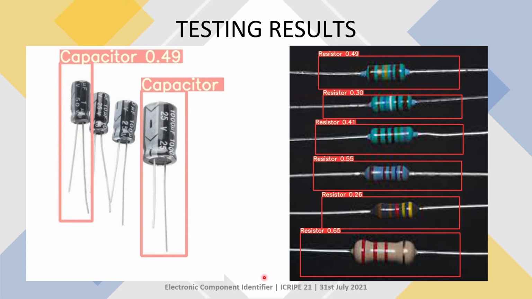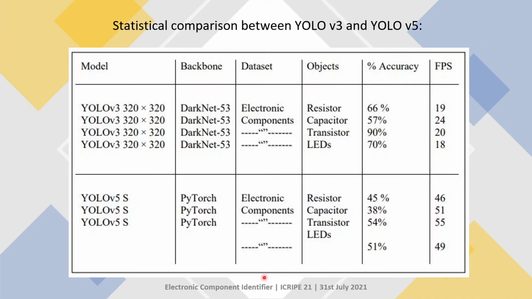Now, as I told you about CNN and YOLO, there are multiple variations of YOLO. We used YOLO v3, which is based on Darknet 53. There are other versions as well, like YOLO v5. This is a statistical comparison between them, and the reason why we used YOLO v3.